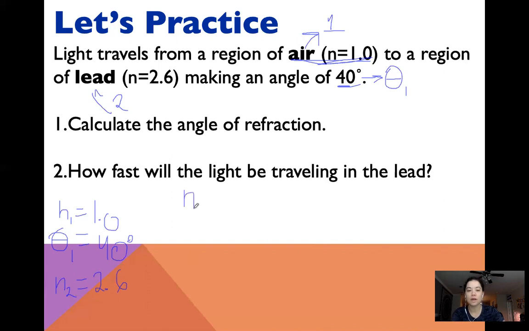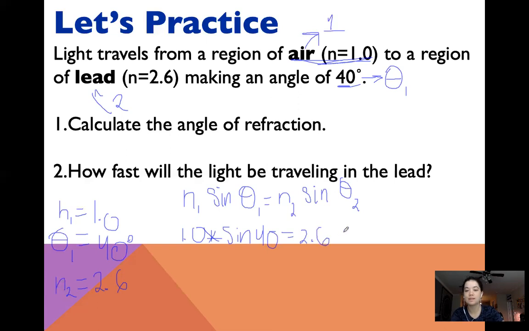So we're going to plug all this into N1 sine theta 1, which will equal N2 sine theta 2. So 1.0 times sine of 40 degrees equals N2, which is 2.6 times the sine of theta 2. Remember, theta 2 is my angle of refraction. That's what I'm looking for.